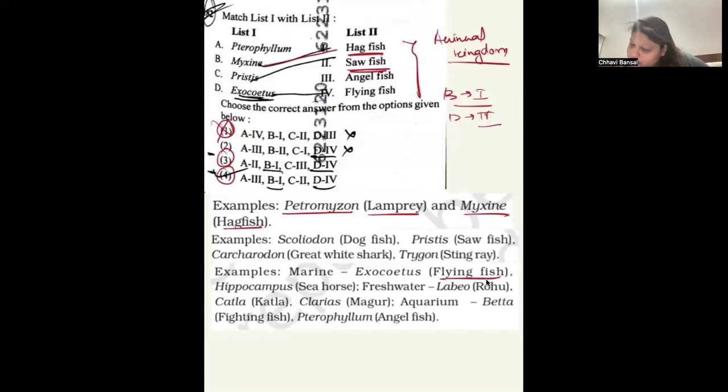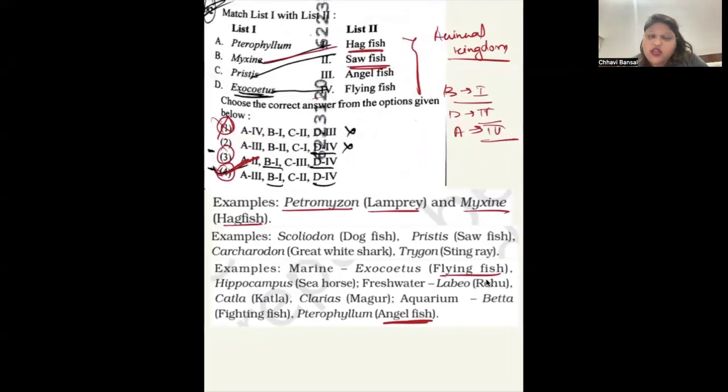Next is Myxine, right? Pterophyllum is angelfish, means A is 3. Means our correct option is option 4. Right? So basically, these are just the common names that you have to match with the scientific names that are given to them. So these examples are taken from the NCERT only, Animal Kingdom, Chordates.